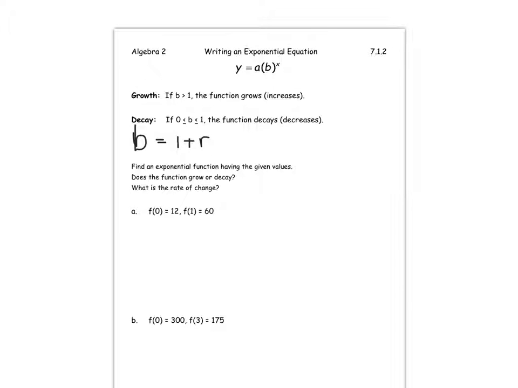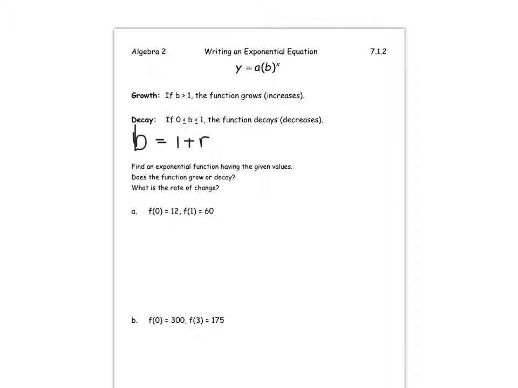Okay, in this video we're going to learn the basics of writing an exponential equation from 2 points, from a table, or from a graph. Our basic exponential equation is y equals a times b to the x, where a is the starting amount and b is the growth factor and x is the units of time.